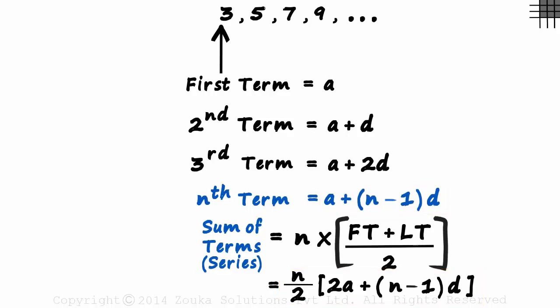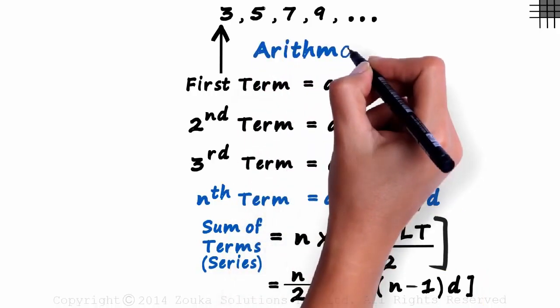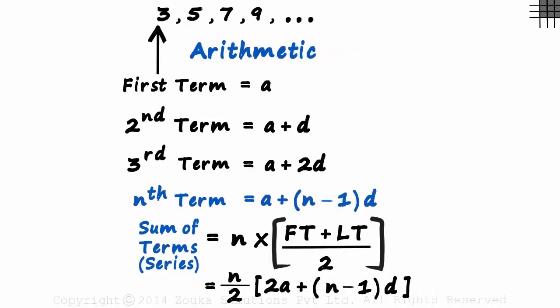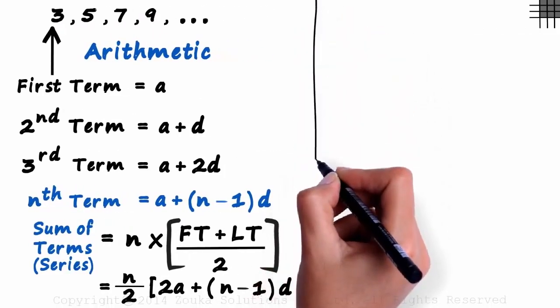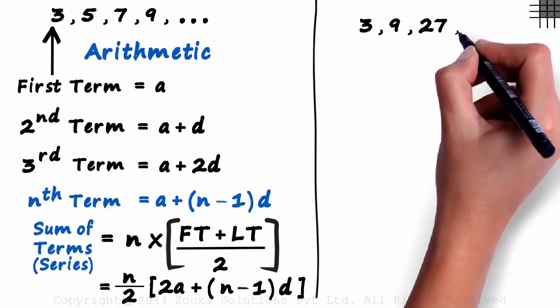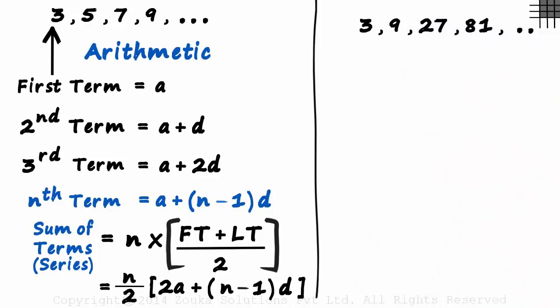But wait, this is only an arithmetic sequence. Yes, this is an arithmetic sequence as the difference between 2 consecutive terms is constant. But wait, what are the other types of sequences then? To look at more types, we go through the next sequence: 3, 9, 27, 81 and so on.